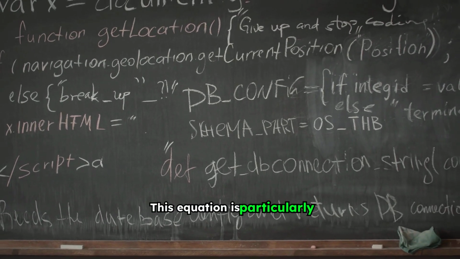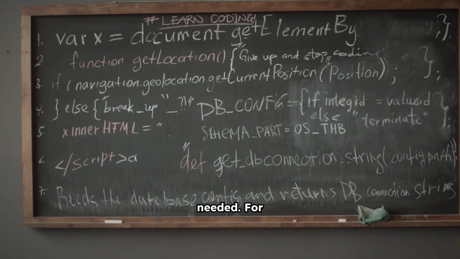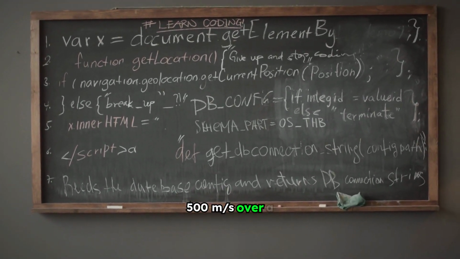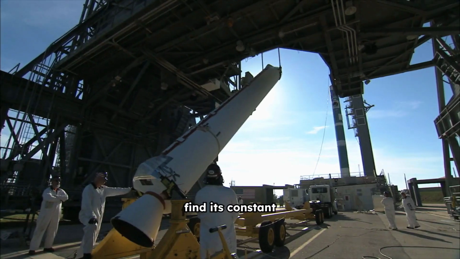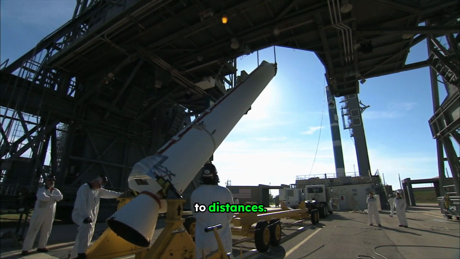This equation is particularly useful in scenarios where time isn't directly measured or needed. For example, if a rocket accelerates from 100 m/s to 500 m/s over a distance of 1,000 meters, you can use this equation to find its constant acceleration. It's a powerful tool for connecting speed changes to distances.